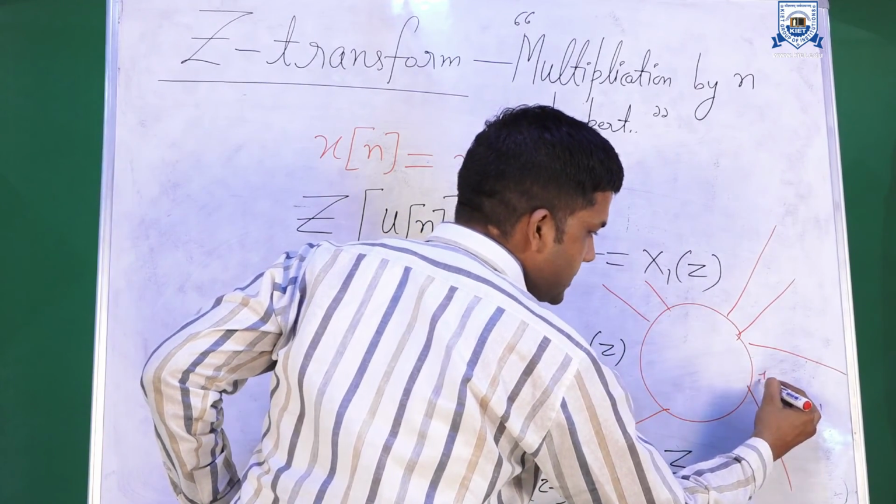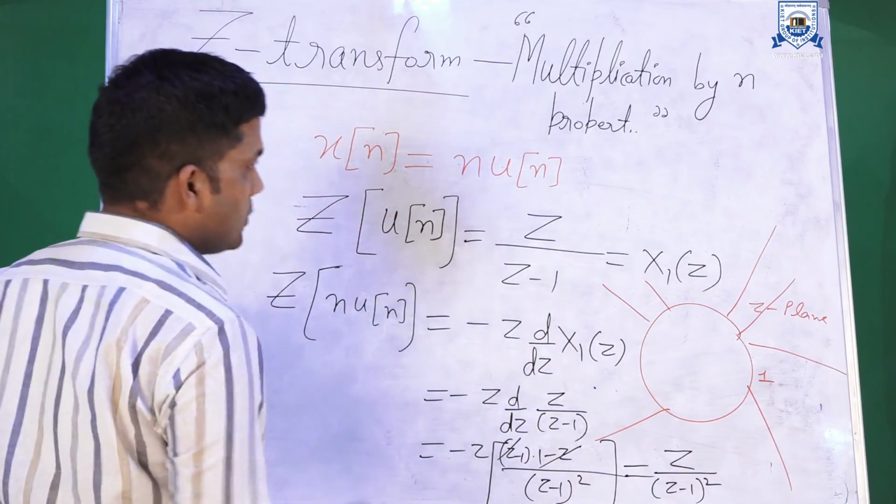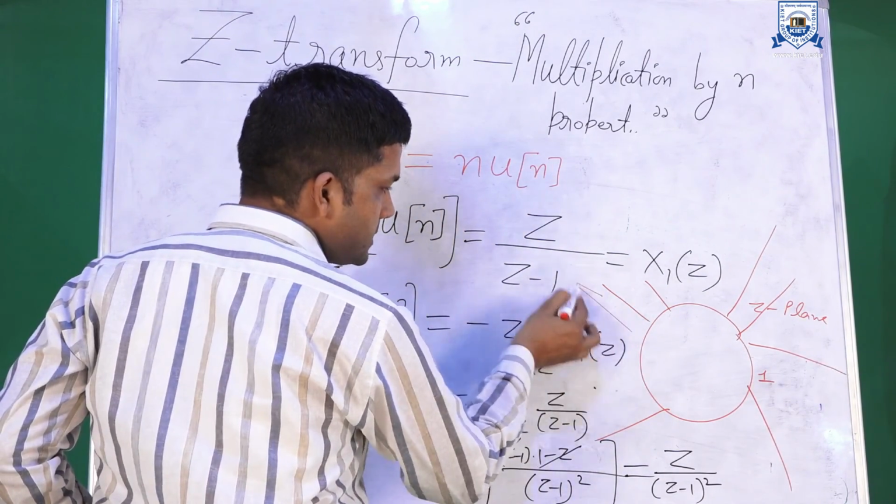mod z greater than 1, outside the unit circle in the z plane, and the ROC of both the u[n] sequence and the n u[n] sequence are the same.